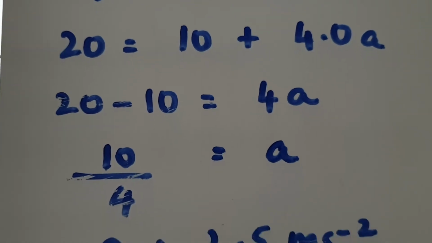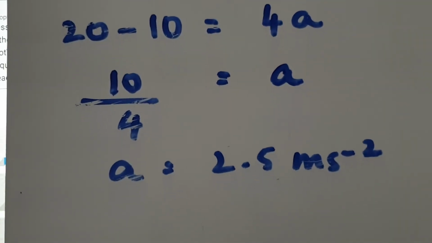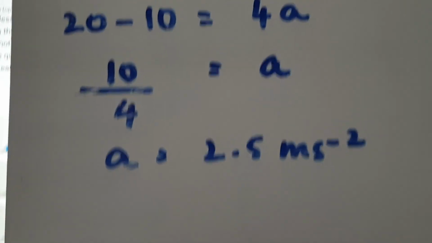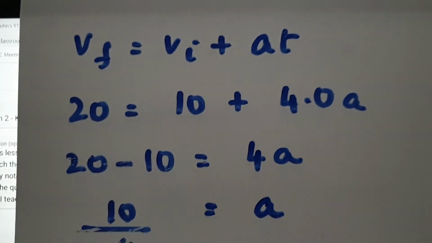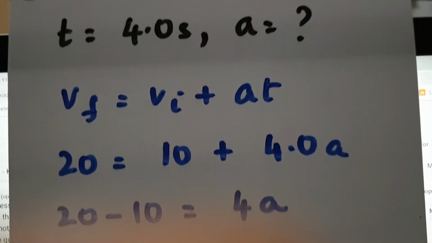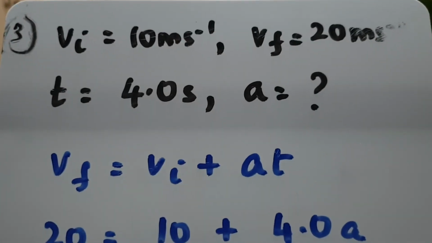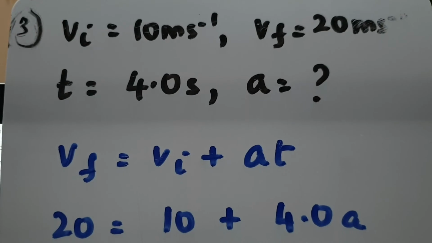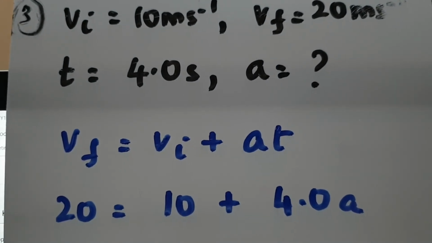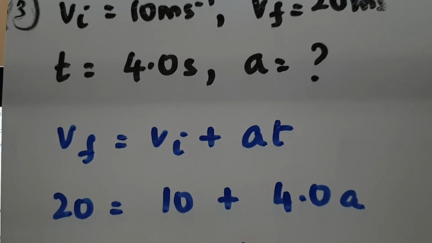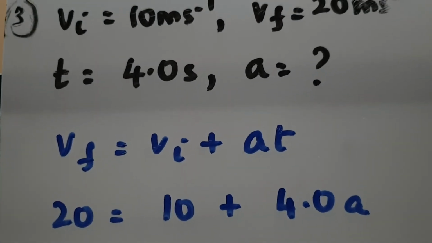In order to get the distance, you have a choice. You can just do VI plus VF divided by 2, times T. So VI is 10, VF is 20. 20 plus 10 is 30. Half of that is 15, times 4 is 60. So that's how you get D.